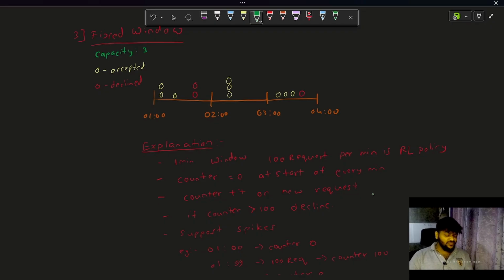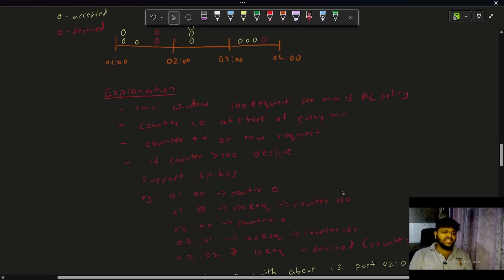So how does it work? You see in 0.1 to 0.2, there are a total of 5 requests. 3 requests were entertained, 2 requests were discarded. Obviously this is on a first come first serve basis. Whichever request is coming, I am entertaining; more than that I am discarding. In 02 to 03, I am getting 3 requests, my capacity is 3, so I am serving that. In 03 to 04, this new window, my capacity is 3. I am getting 4, so I am entertaining 3 and discarding the 4th one. This is how fixed window works.